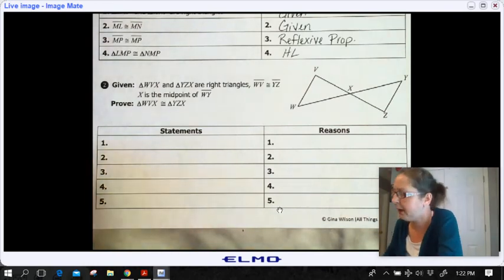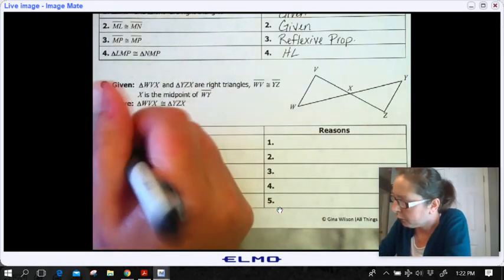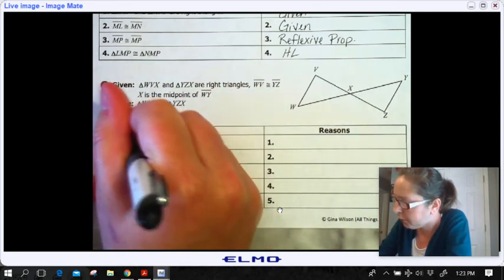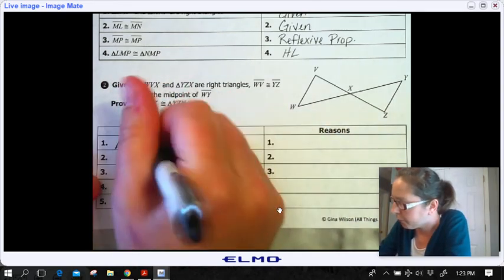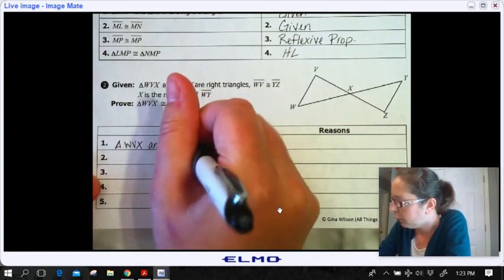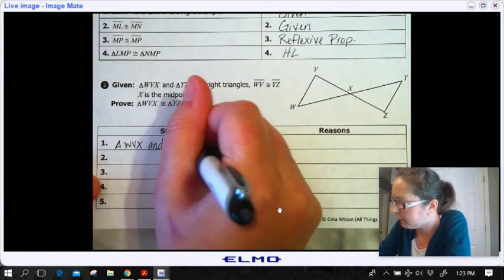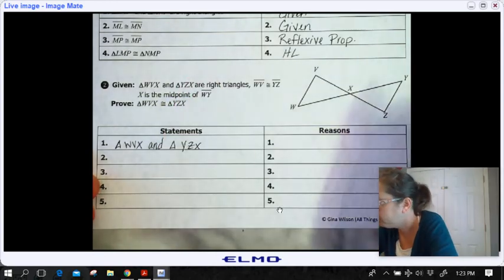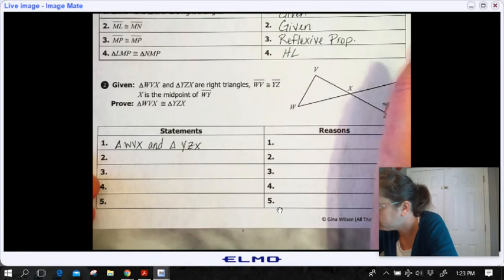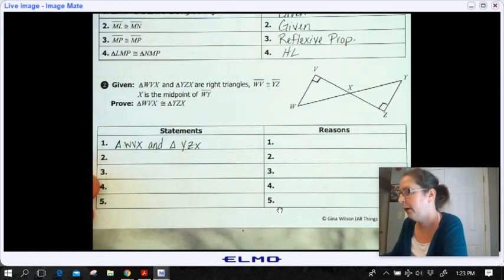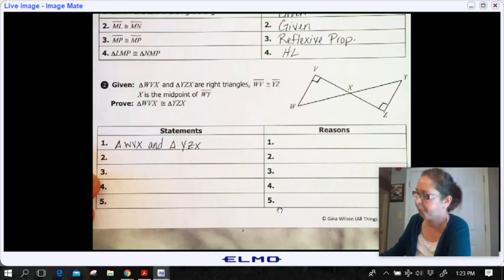Let's start with what they give us. Triangle WVX and triangle YZX are right triangles. So, okay. So these are right triangles. Okay.